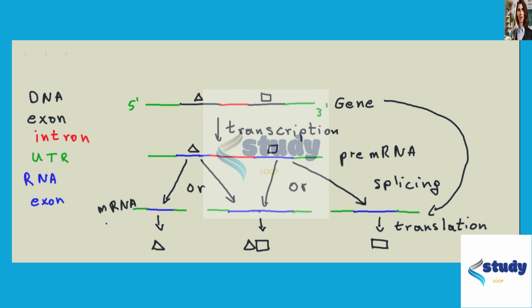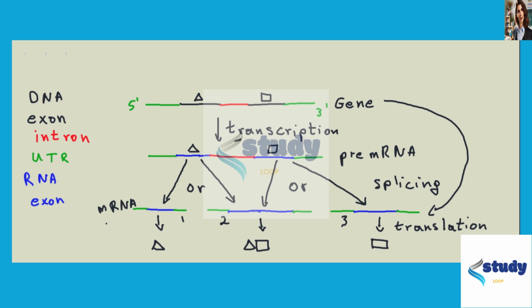UTR is the untranslated region, and in the blue is the exon, which is the same as the black, but in the RNA. So a gene gets translated to RNA. I know I'm skipping a bunch of things in the middle. We'll talk about those, okay? So gene goes to mRNA. So here I have three different kinds of mRNA that are resulting from the same gene. 1, 2, and 3.